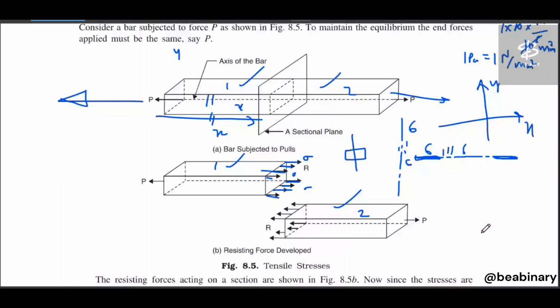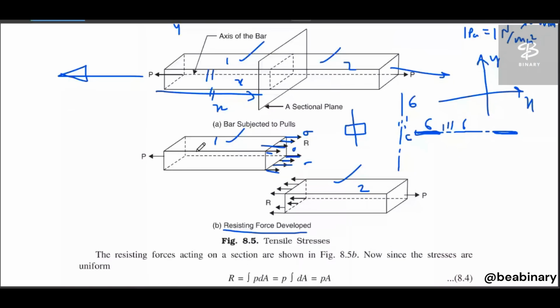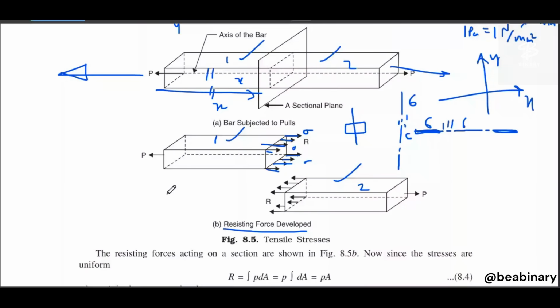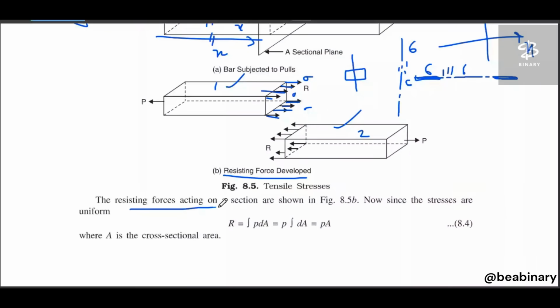So this is basically the representation of the stresses on that component. So we solve it after, in some example. Now the resisting forces acting on the section are shown in the figure here, at points B and A.